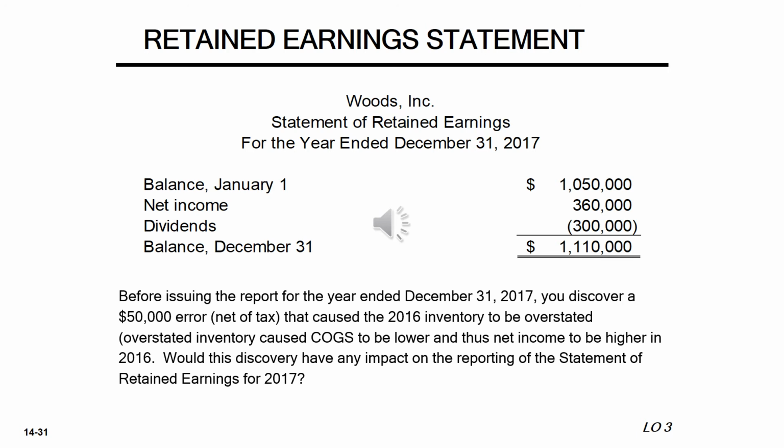Now, this example tells us that before issuing the report for the year ended December 31st, 2017, you discover a $50,000 error net of tax that caused the 2016 inventory to be overstated. Here, they also tell you that overstated inventory caused cost of goods sold to be lower and thus net income to be higher in 2016. Would this discovery have any impact on the reporting of the statement of retained earnings for 2017? So let's take a look together.